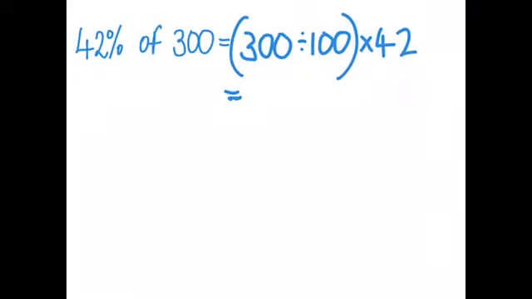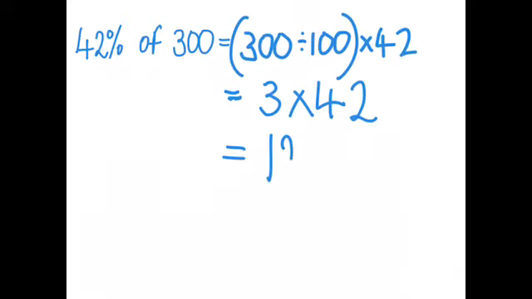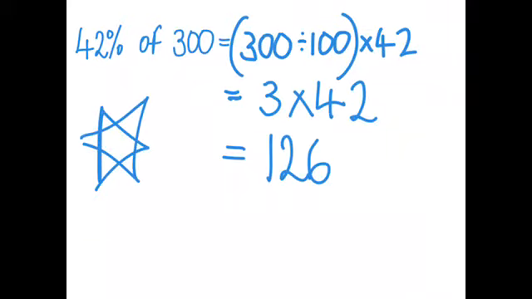Right, so 95% of you say it's 126. Let's check. Let's see what we get. 300 divided by 100. What's the answer? 3 multiplied by 42. So the 40, that's a bit of a strange 2. Let's do that again. 3 times 40 would be 120. Add the 6, 126. 95% equals another star. How many is that? 4. Awesome. Brilliant stuff. Well done.